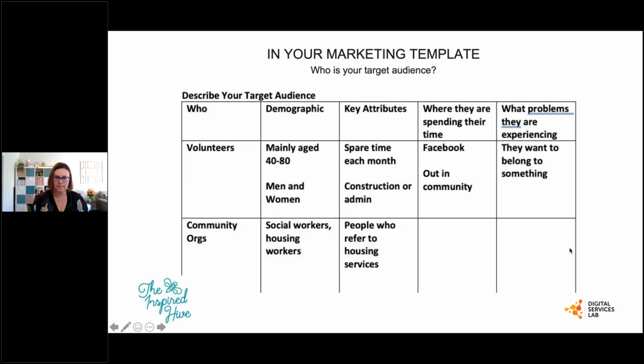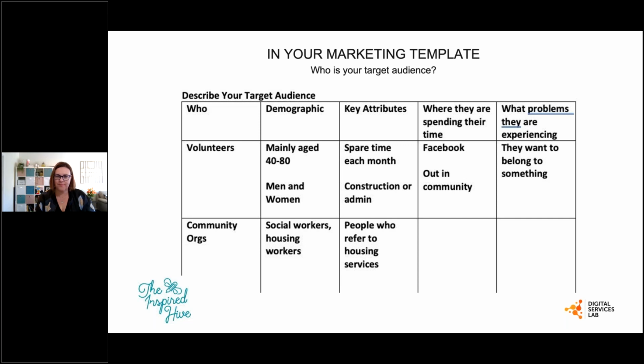Here are some examples. Transition Village Wallen volunteers are currently mainly aged 40 to 80, and an even mix of men and women. Their key attributes are that they have spare time each month, and their interests, at this stage of the project where we're building the village, are often construction or administration. So we reach out to people through Facebook, because we know they're spending time there, or we go out directly and have a face in the community at markets, etc. We understand that's where they're spending their time, and that's how we try to reach them.